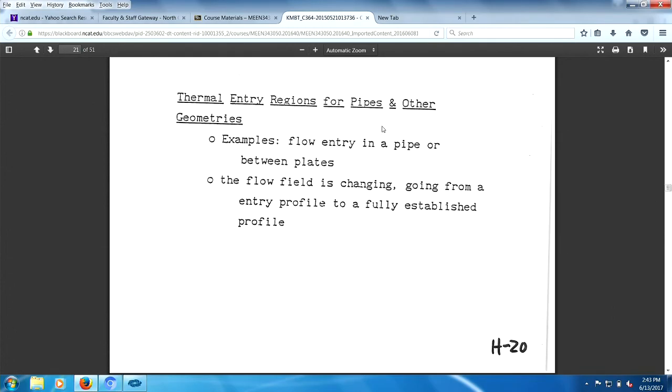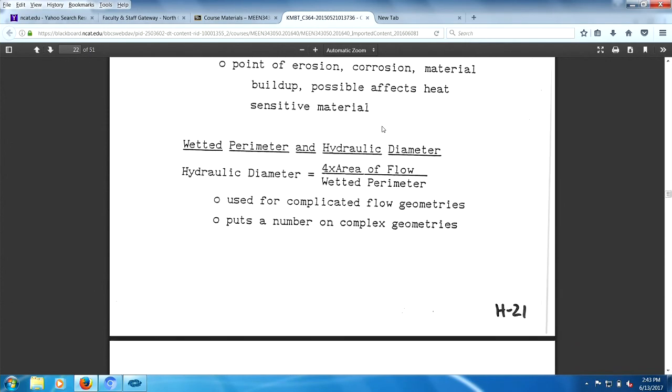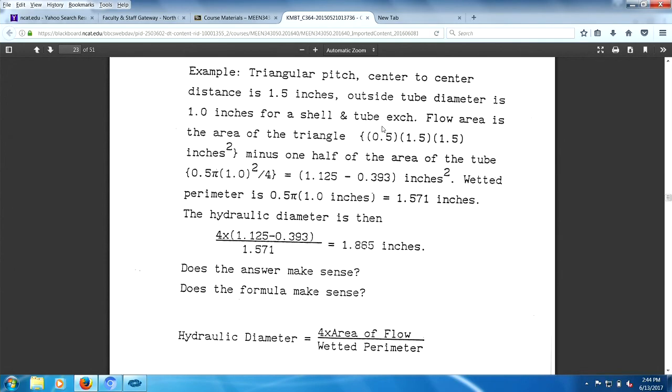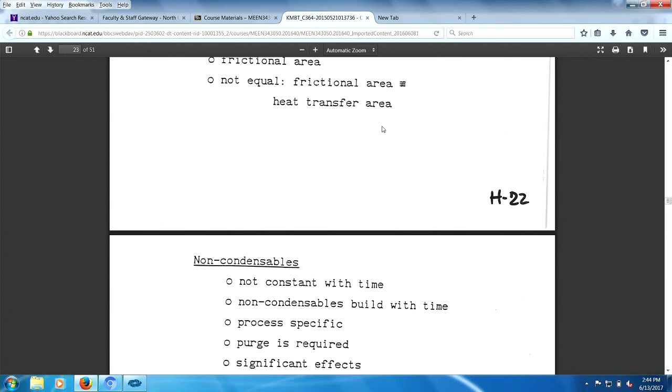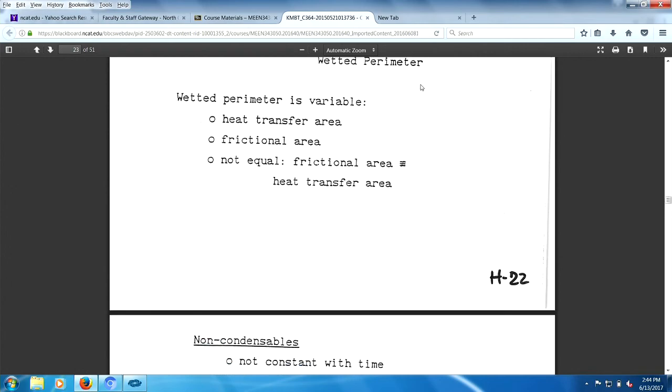Wonderful item. Thermal entry regions, very important. You should read up on thermal entry region. You should know wetted perimeter and hydraulic diameter. And further on down here, we do a calculation. Hydraulic diameter. Wetted perimeter is variable. Should watch out. It's a little different for heat transfer than fluid mechanics. So hydraulic diameter in heat transfer is different than hydraulic diameter in fluid mechanics.